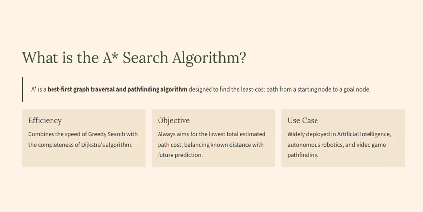is chosen based on efficiency, which uses a greedy search for speed and the Dijkstra algorithm for its completeness. The main objective is to find the lowest total cost, balancing the known distance with the future prediction. It is mostly used in artificial intelligence, autonomous robotics, video games, and pathfinding.